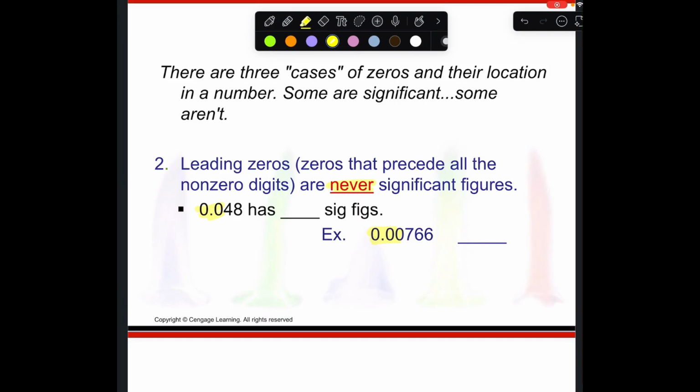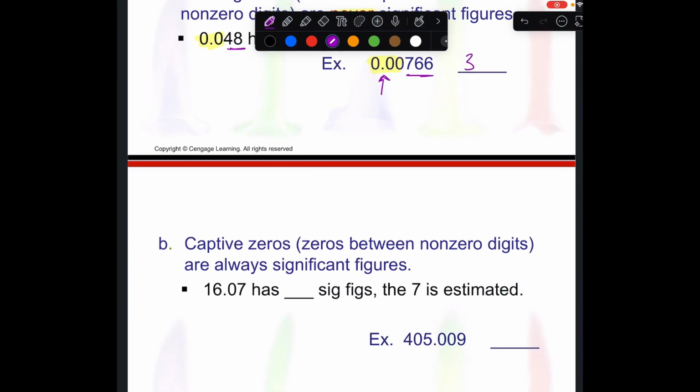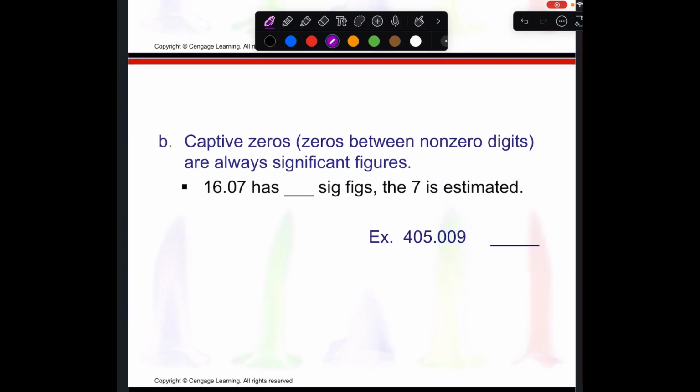So for example, 0.048 has only 2 sig figs. And if we have another example here, 0.00766, this only has 3 sig figs. Now, that does not mean that we do not write these zeros, because obviously they're very important, but we do not consider them as part of the precision. Okay, so this is 3 sig figs, and the previous example was 2, but we will still see those written in our actual number.